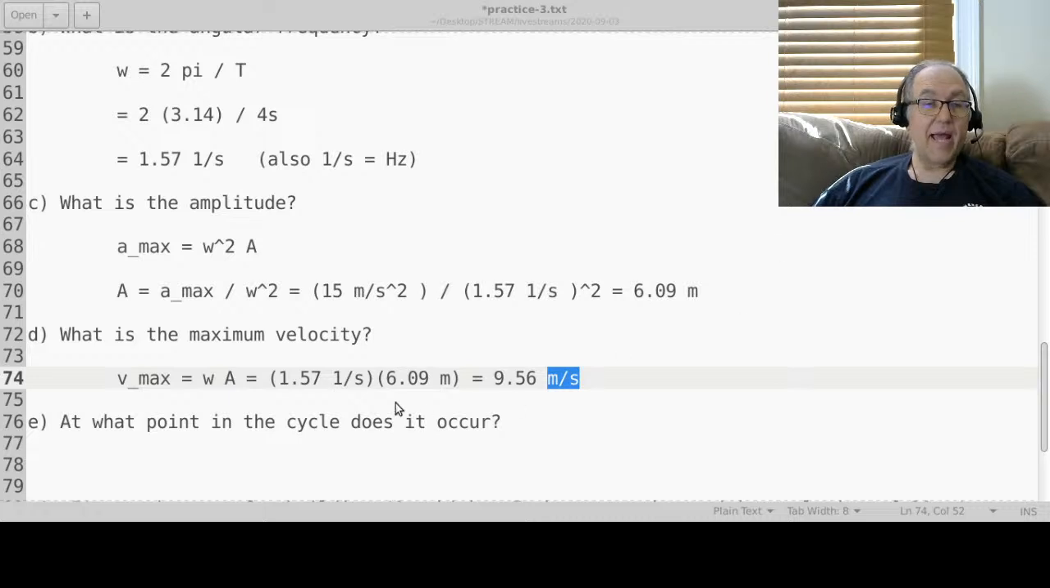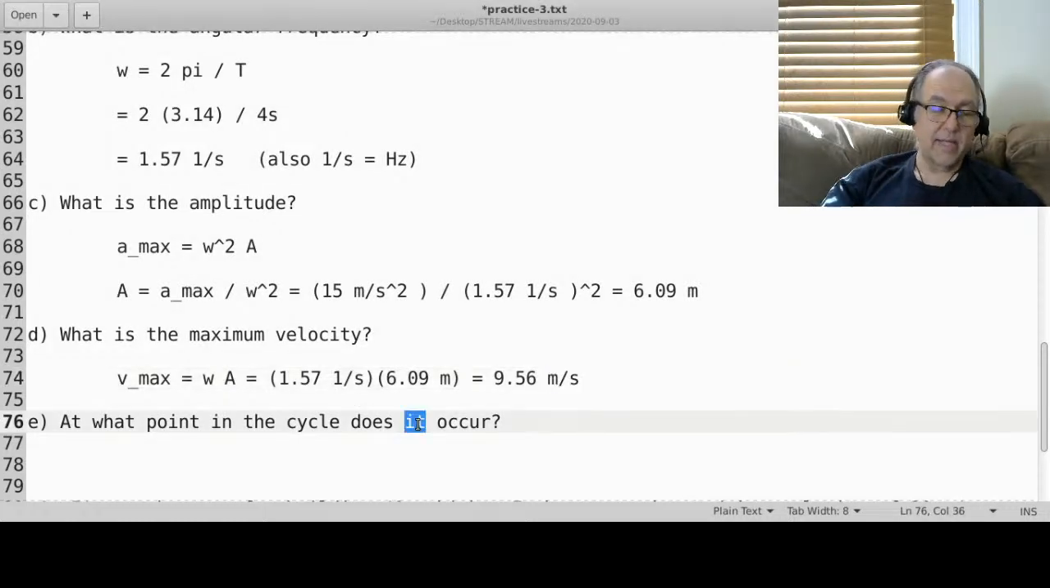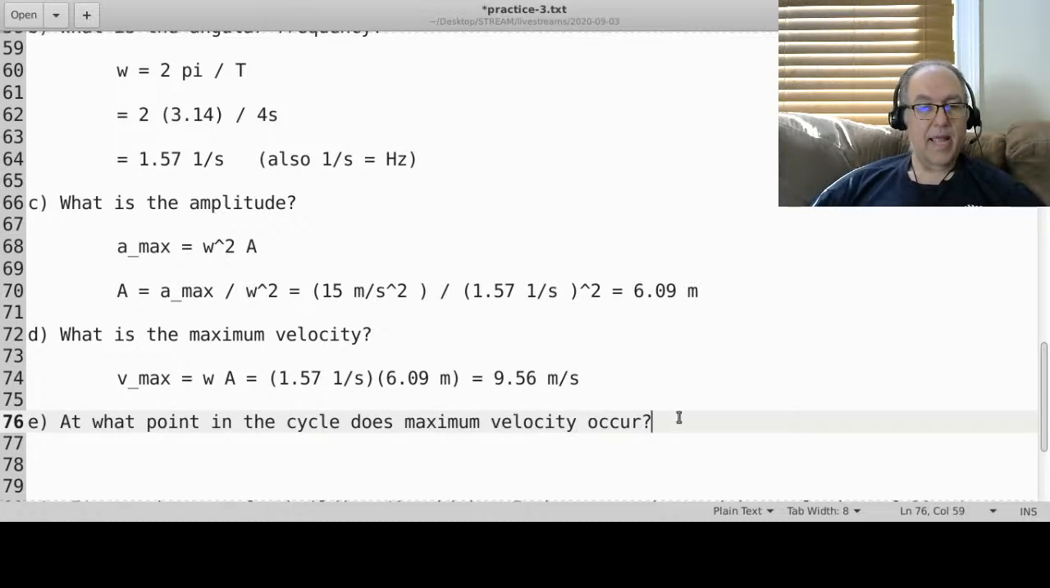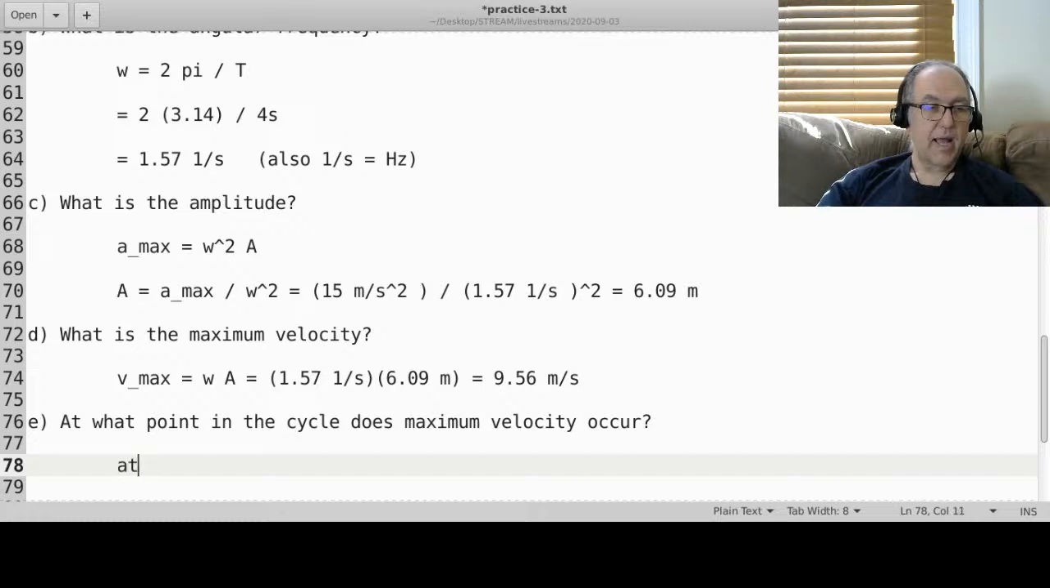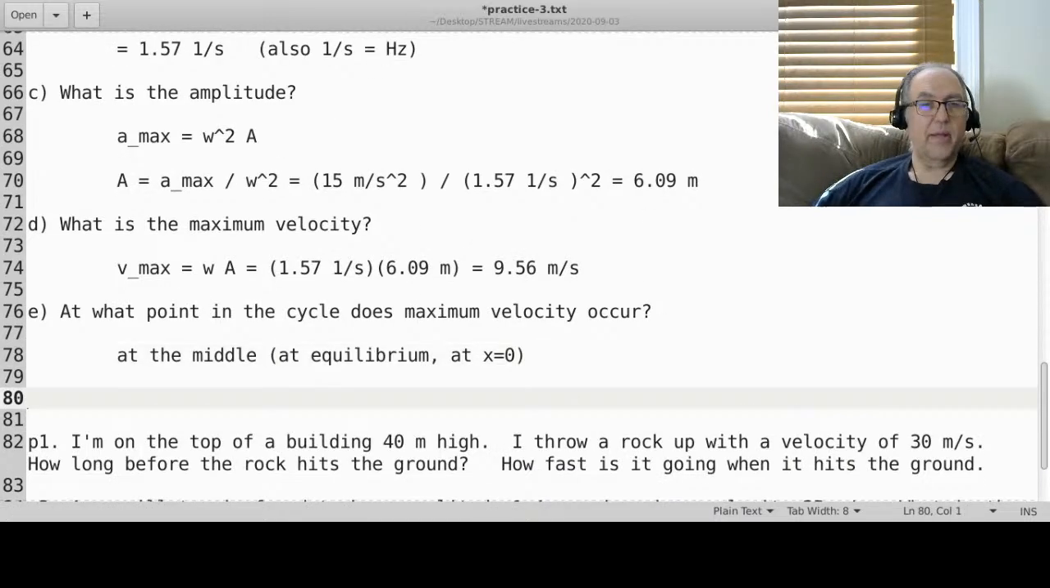Finally, I ask, at what point in the cycle does it occur? I should probably, just to be very careful, and on tests, by the way, I'm very careful with my language, ask: at what point in the cycle does maximum velocity occur? And the answer is maximum velocity occurs at the middle. Or you could say at equilibrium. Or you can even say at x equals 0. They're all equivalent the way we've been doing things.